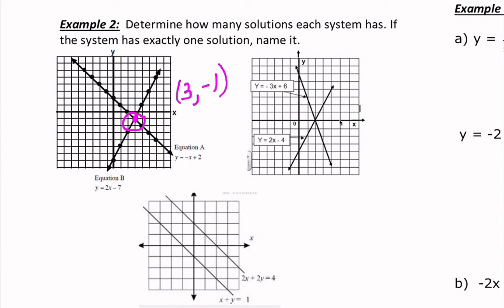On this next graph, I see my two lines. They do intersect, so this one will have one solution at this point right here. And as a coordinate, it goes to the right twice, so that x value is 2, and it does not move up or down any, so (2, 0) is its solution. On that last graph, they are parallel, so I know they will never intersect, so that one has no solution.